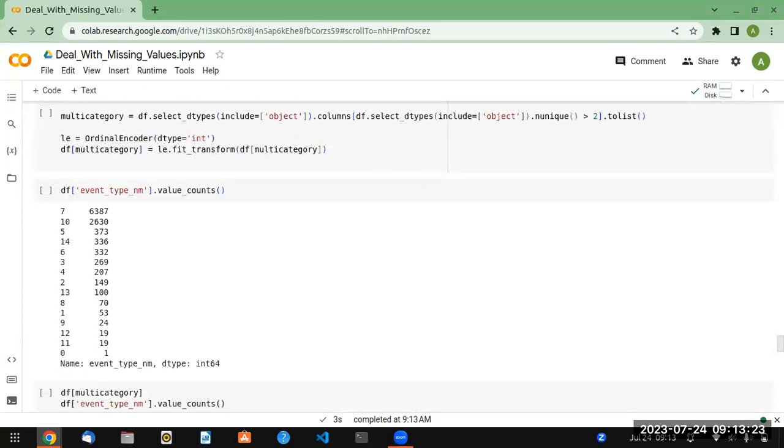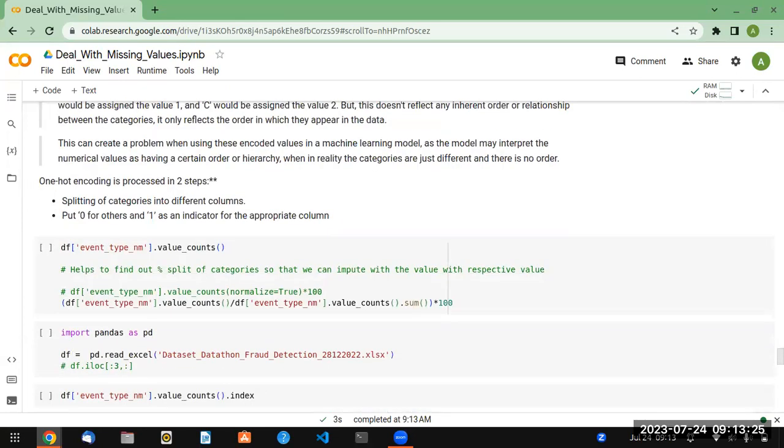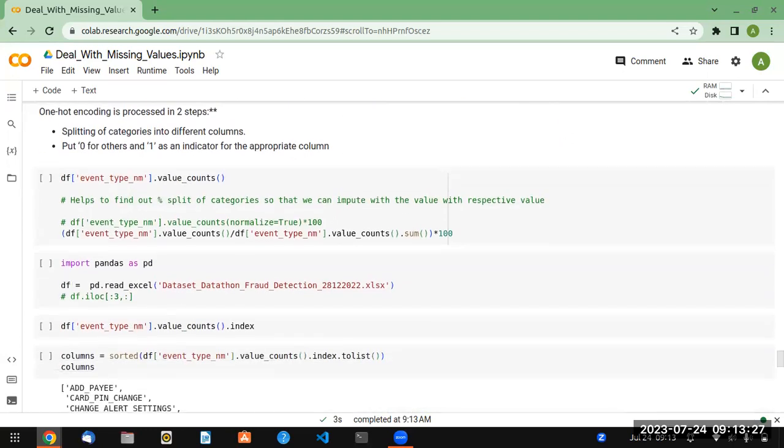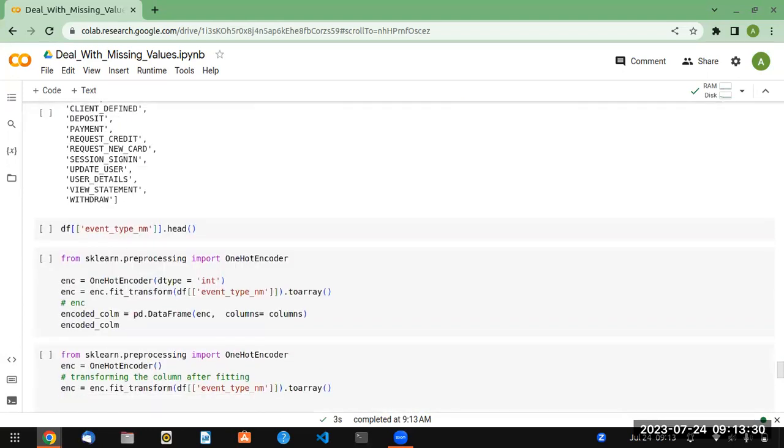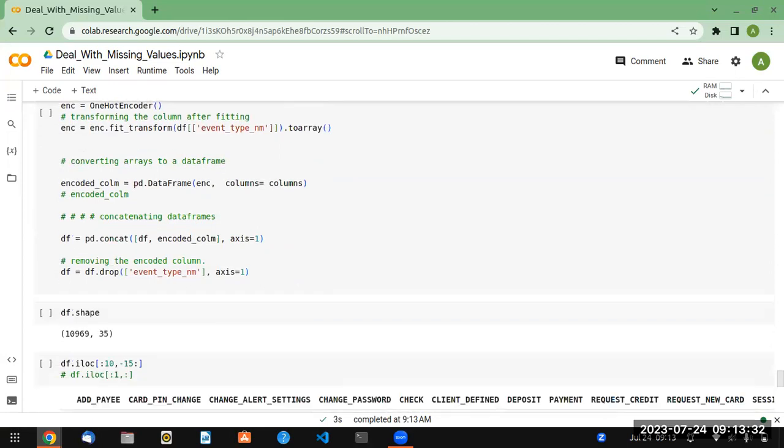But make sure before you apply this encoding, you have dealt with all the NaN values first. Okay, that thing you need to do.